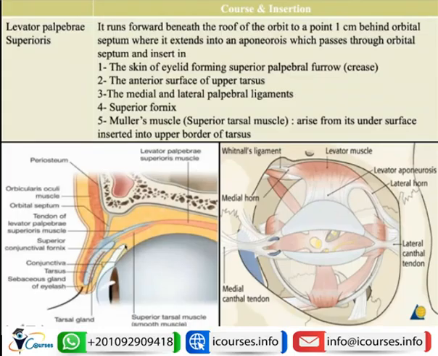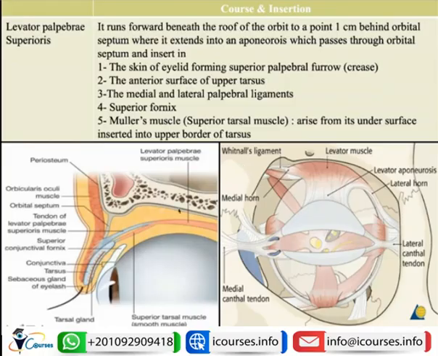Also, it will insert into the superior fornix. The superior fornix is the area between the palpebral conjunctiva and the bulbar conjunctiva. This is one of the insertions of levator palpebrae. And there is another muscle that arises from the undersurface of the levator palpebrae superioris to insert into the upper border of the tarsus. This muscle is called Müller's muscle or the superior tarsal muscle, which is sympathetically innervated and also responsible for elevation of the eyelid.